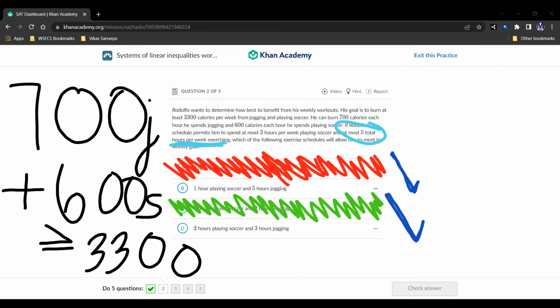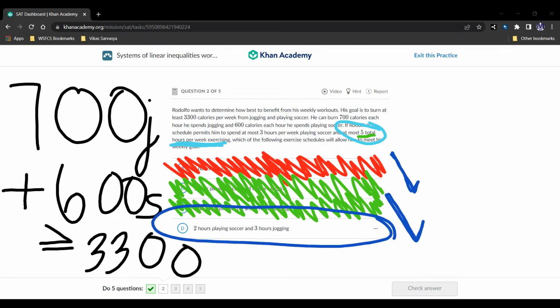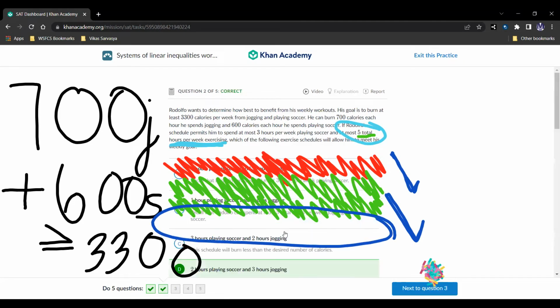But that's not what it is. You have to read the question. 5 total hours per week exercising. And that's why you can't have 5 hours and 1 hour because that's too many. Which means that this doesn't work. So that's all the problem with having 2 correct answers. And now our answer is just choice D, and we can move on.